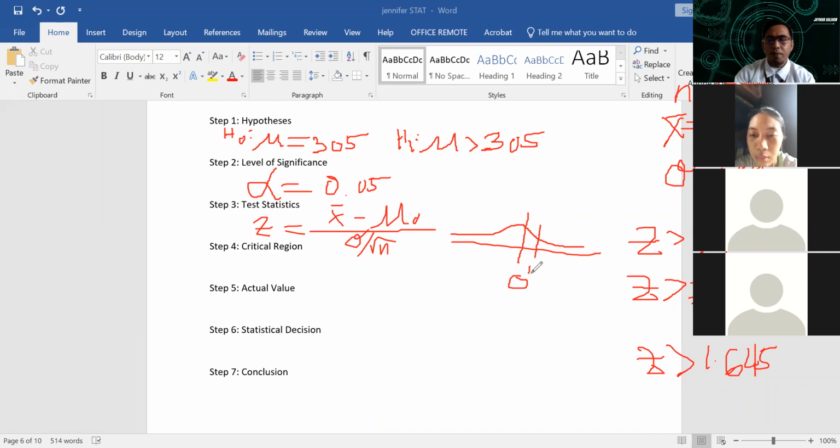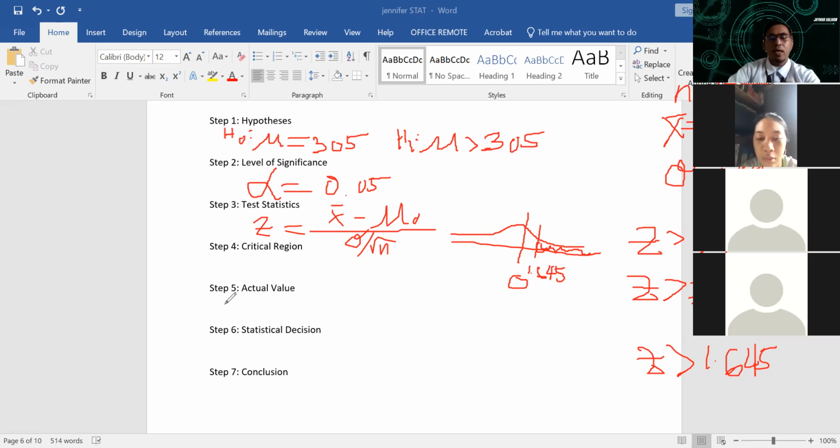That is 1.645. Nag-ingon man niya greater than, ang i-shade nimo ang right side. It will be this one, the shaded region. So the shaded region now is your critical region.